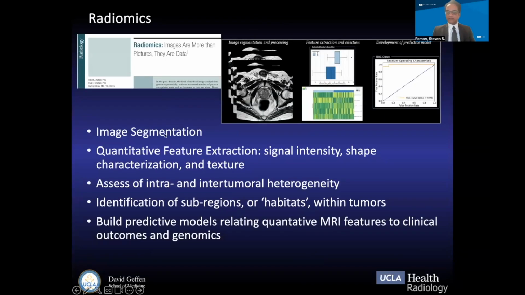Radiomics, which is a discipline of looking at the non-visualized MR features, basically enables us to segment lesions, extract a number of features on the grayscale imaging, assess the heterogeneity of these features, form habitats, and then build predictive models of these habitats, correlating that to biology.